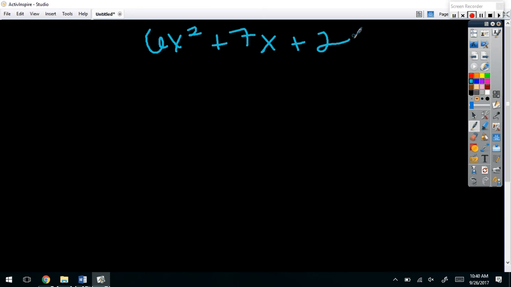All right, there's a couple asterisks at the top of your paper. The first one says always check for a GCF, a common term. If you want to write GCF above common term, that's what we're talking about. So that's always your first step of factoring. If it has a GCF and you can take it out, that's always your first step. So look at this expression. Does it have a GCF other than one? No. Okay? So I'm good there.